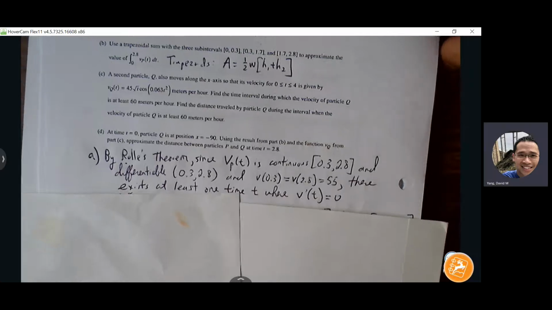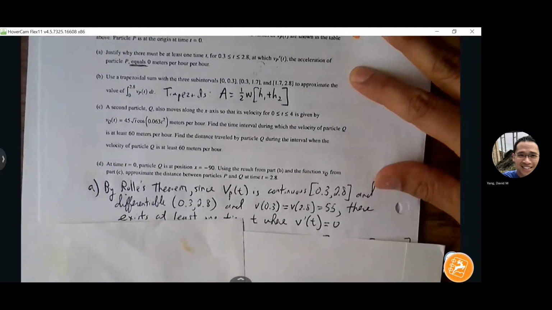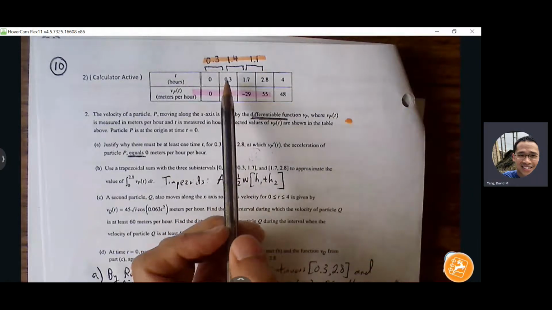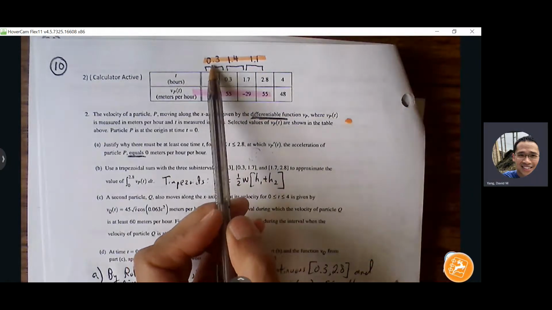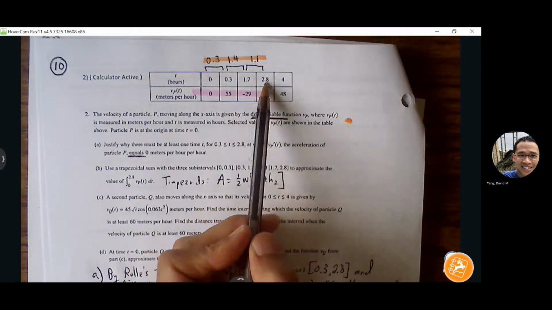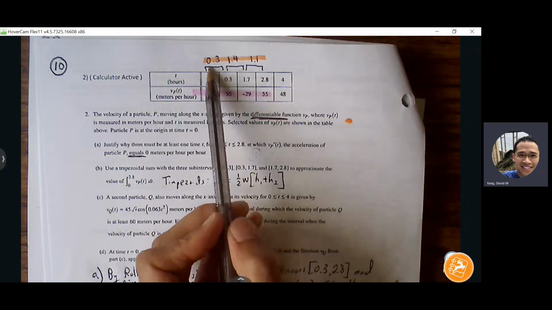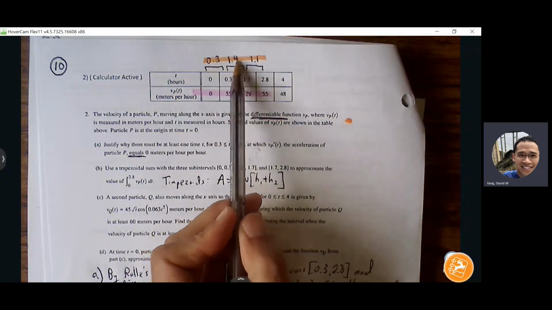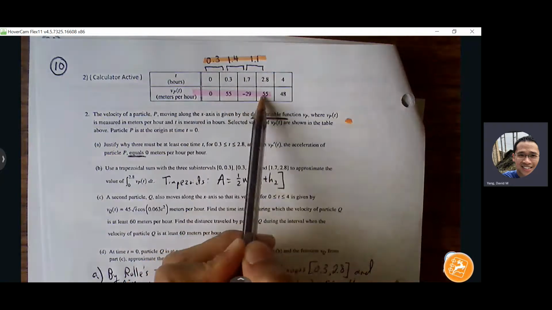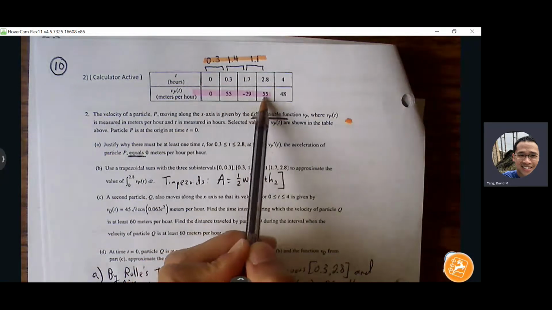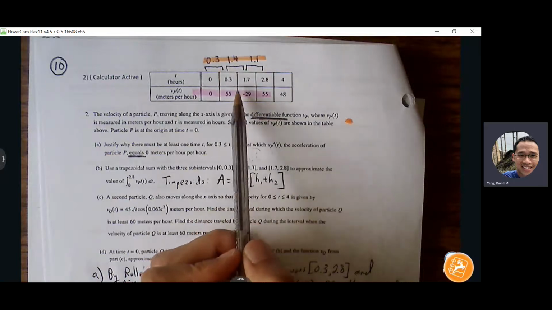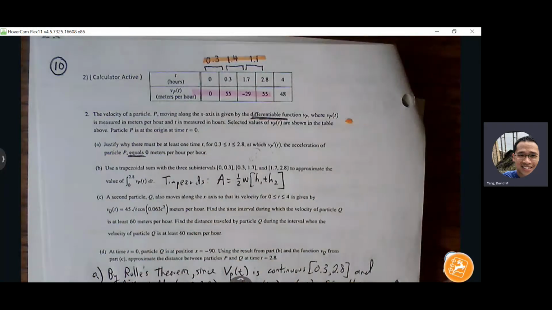Okay, so we go to our table. We subtract our subintervals to get our width. So 0.3 minus 0 is 0.3. 1.7 minus 0.3 is 1.4. 2.8 minus 1.7 is 1.1. So the width is going to come from this highlighted orange that I have here. And then your height is going to come from this velocity. Okay, so we're just using these numbers to create our width and height to build our area of trapezoid.